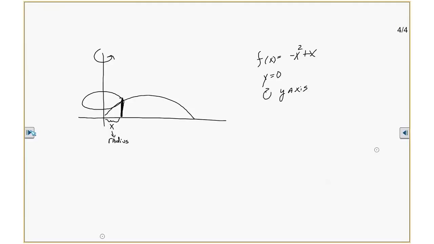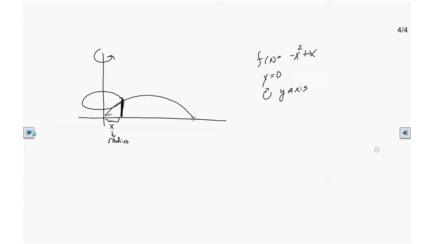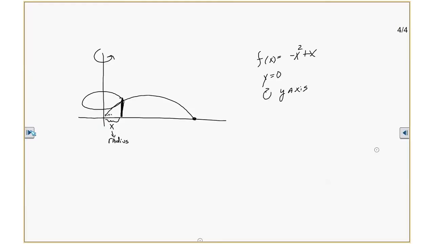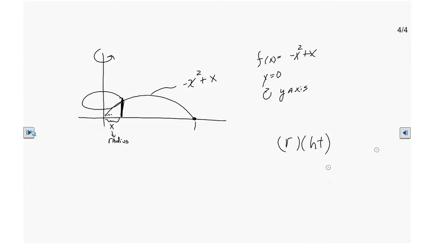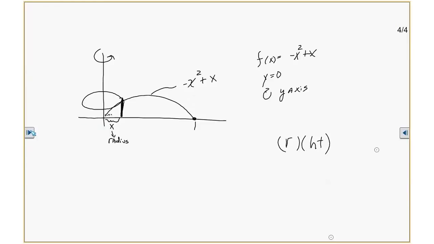Everybody with me? Now I'm going to start here, and I'm going to end right there, but I'm revolving around the y-axis. That's the one right there. So if x is the radius, what is the function? Not y, but what? Remember, you're doing the radius times the height. So what is the function?